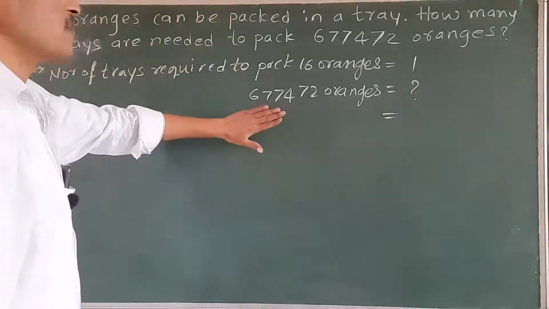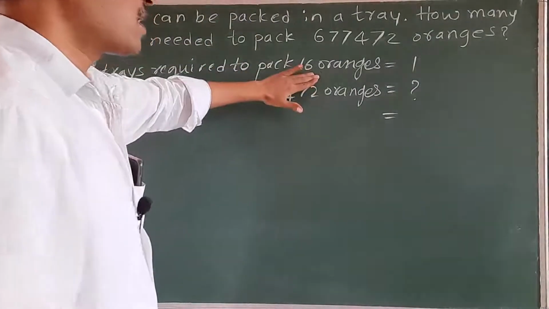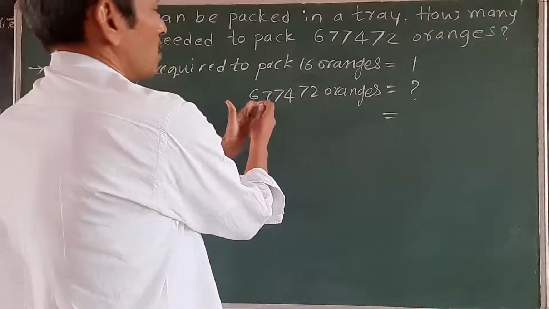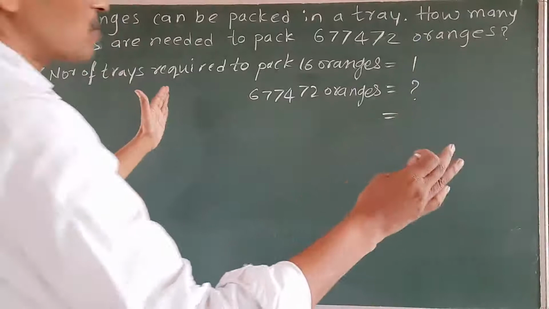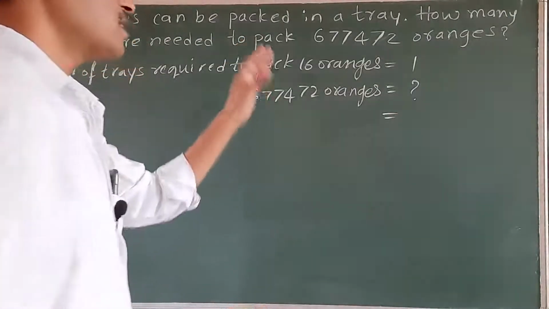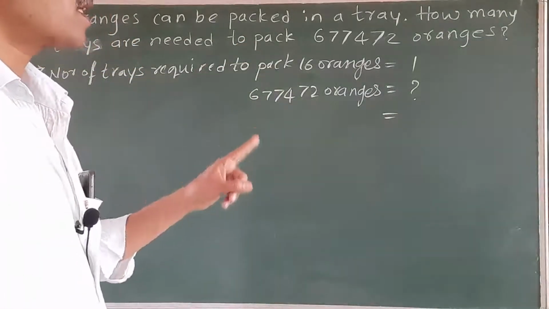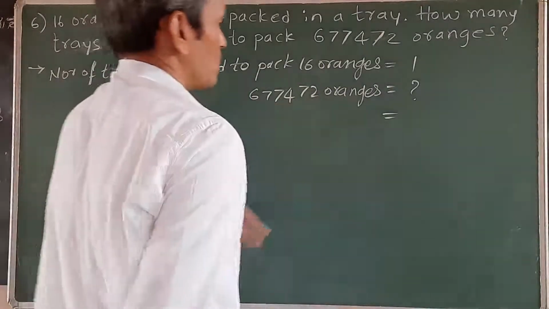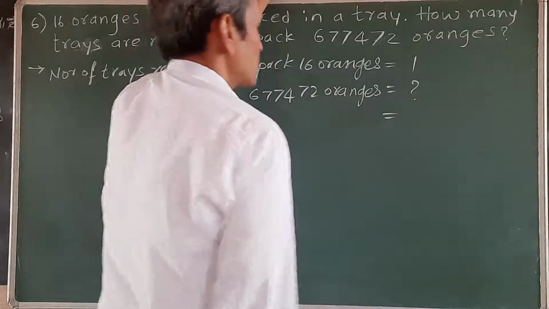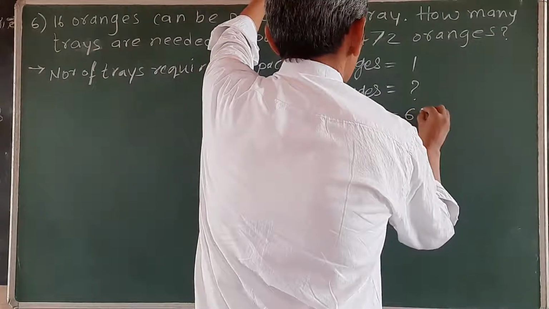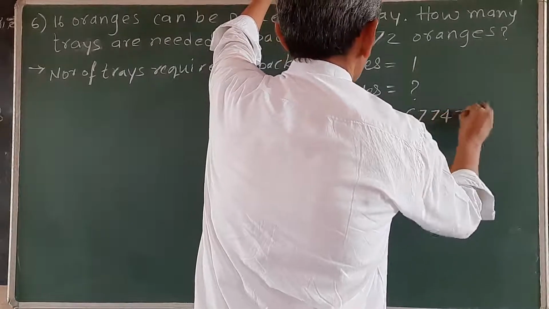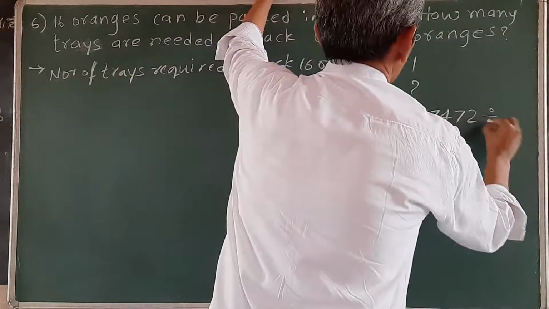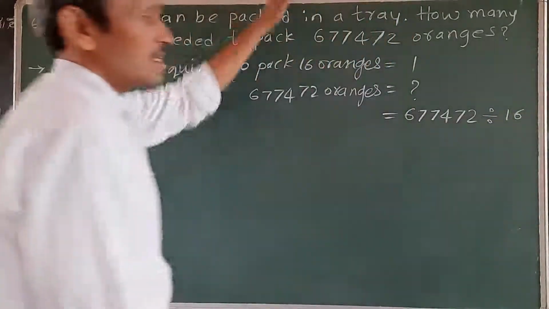We don't know. If we divide the number of oranges by 16 each, we will separate these many oranges in groups of 16, and then for each 16 oranges we get one tray. That means we will get the number of trays required to pack these many oranges with 16 in each tray. Now we will divide the total number of oranges, 6, 7, 7, 4, 7, 2, by the number of oranges in one tray, that is 16.